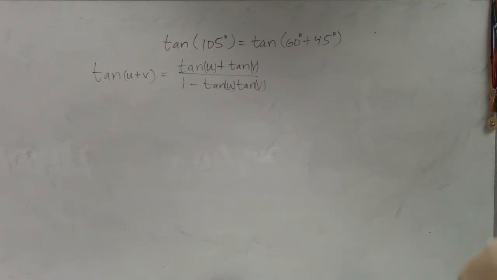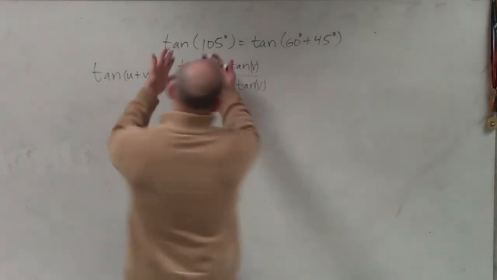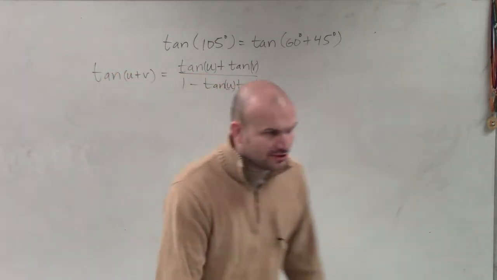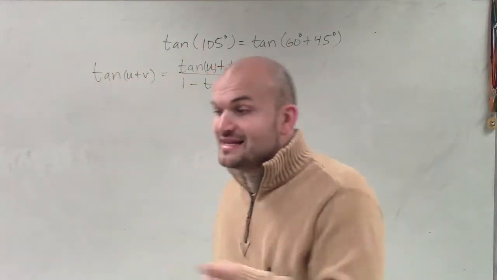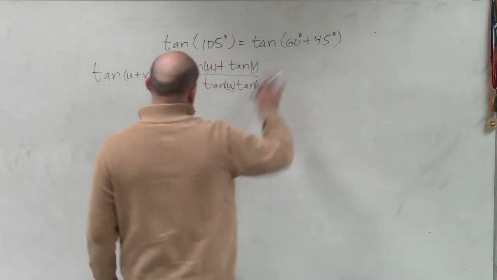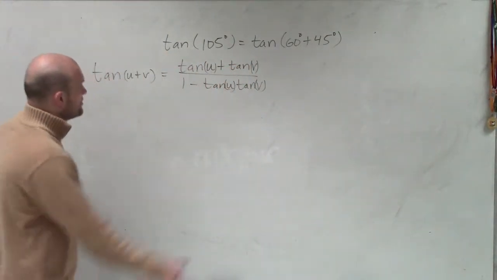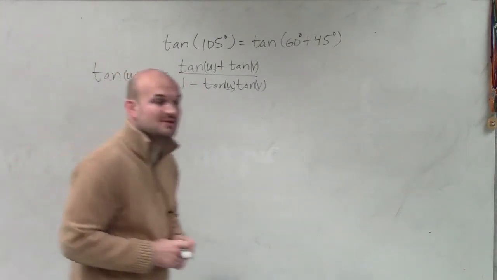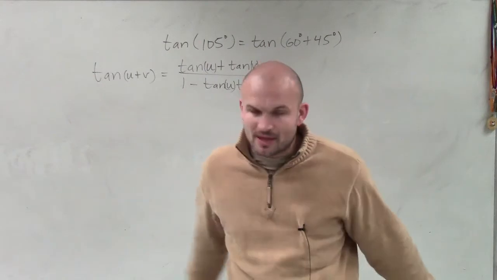So in this example, again, what we have is a problem that's broken up into tangent of 105 degrees. We know that angle's not on the unit circle. So to find the exact value, we need to use our sum formula. To evaluate tangent, we have the tangent of u plus tangent of v. This is the formula that will be given to you that you do not need to memorize, but you need to know how to apply.